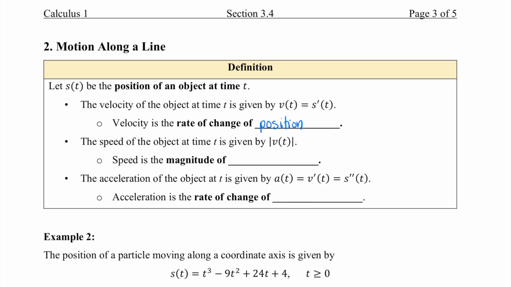Next, we define speed. The speed of the object at time t is given by the absolute value of v of t. This means we take the absolute value of the velocity. Speed only measures how fast the object is moving, but it does not include direction. So we say speed is the magnitude of velocity.